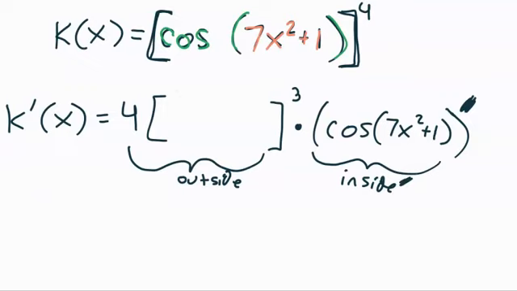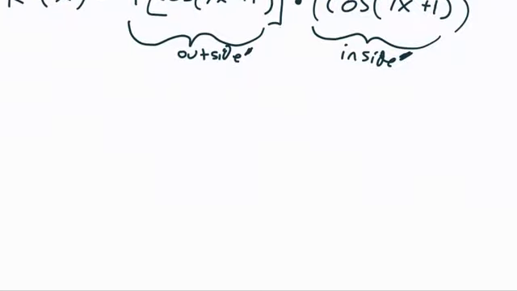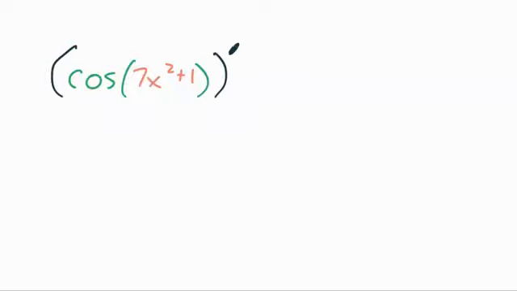The outside part we're done with, though, because remember, we don't touch anything inside, even if it's two functions, when we take the derivative of the outside. So if this was something to the fourth, it's now 4 something to the third, and the derivative of the outside is done. Now we just need to focus on this cosine piece. We'll get ourselves some space here and focus on taking the derivative of cosine of 7x squared plus 1. We need to work on this derivative of the inside piece.